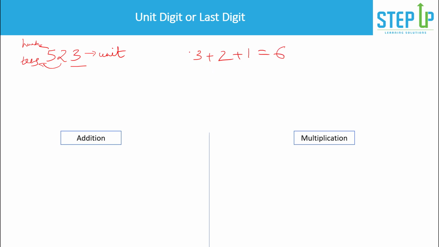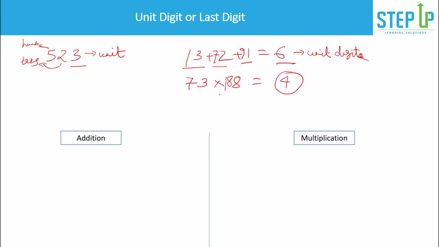But what if this number was 13, this was 72 and this was 91. Now in this case also, when 1 became 91 or 2 became 72 and 3 became 13, your unit digit is going to be the same because you're not looking at the full number. That means if somebody gives you a bigger number, let's say 3 into 8, what would be the unit digit? Please remember, I'm talking about unit digit only, not the addition or multiplication of the entire number. Okay, unit digit. Now 3 into 8, how much would the unit digit be? 4, right? And even if I say now 73 and this is 188, still your unit digit would be 4.